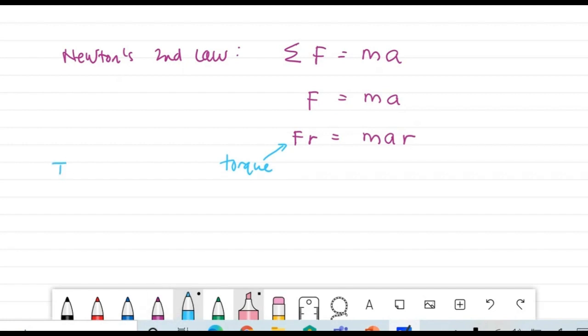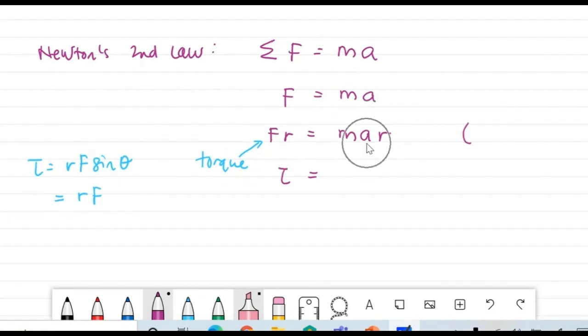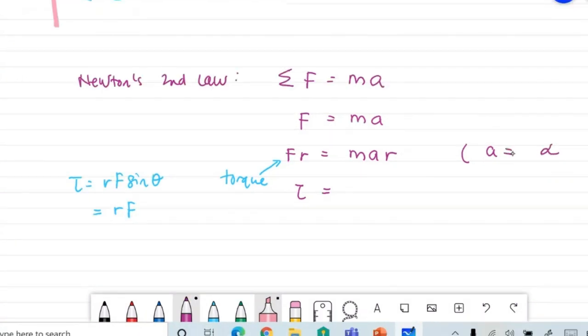The magnitude of torque is equal to RF sine theta. If R and F are perpendicular to one another, then torque is equal to RF only. In linear motion, we have the linear acceleration a. In rotational motion, we have the angular acceleration alpha. a equals R alpha. It's just like s equals R theta, v equals R omega, a equals R alpha.